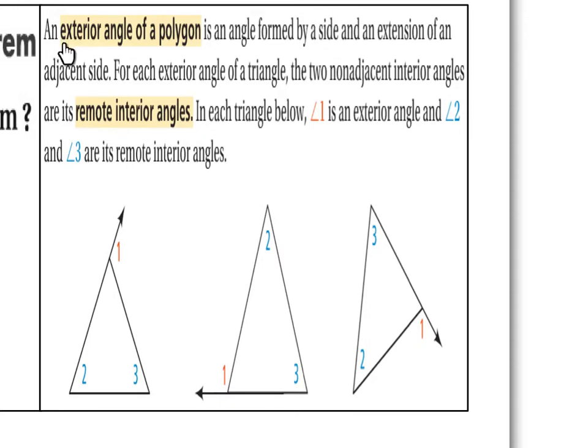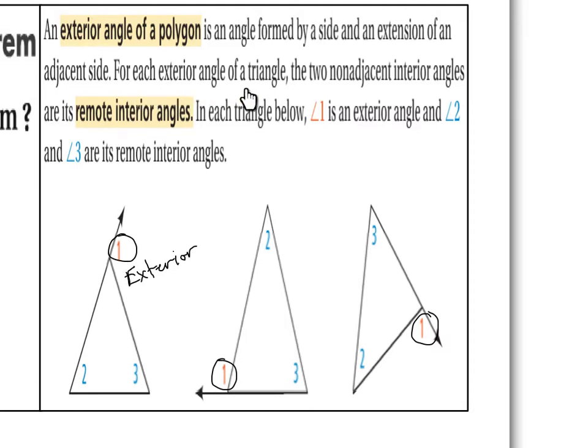An exterior angle of a polygon is an angle formed by a side and an extension of an adjacent side. Remember, exterior means outside. In all of these pictures, the exterior angle is going to be angle 1. It's on the outside of the triangle. If you continue this side, you create this angle right here, angle 1, and that's an exterior angle.